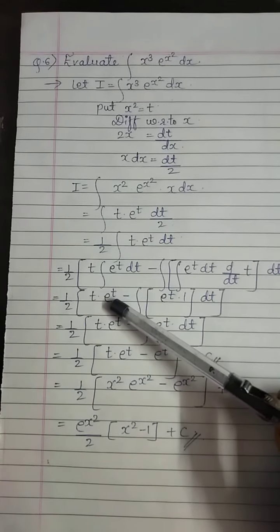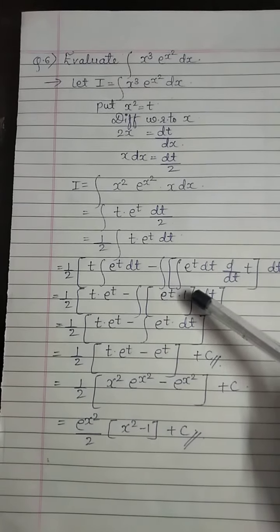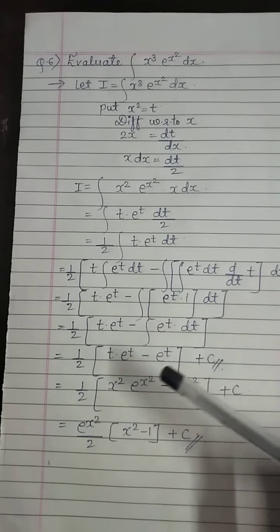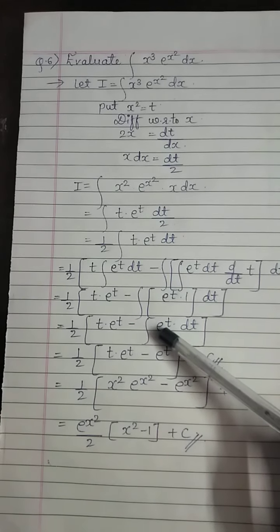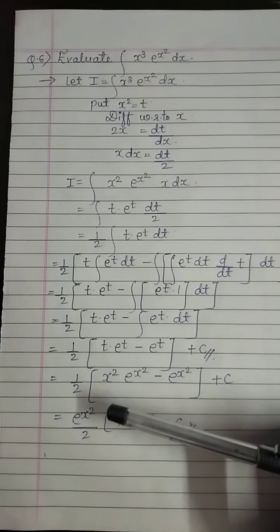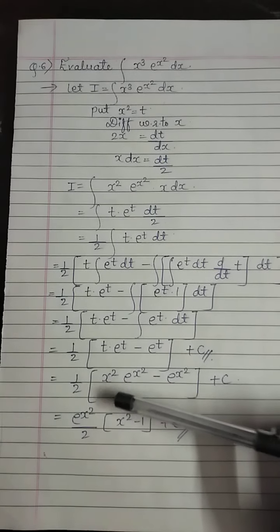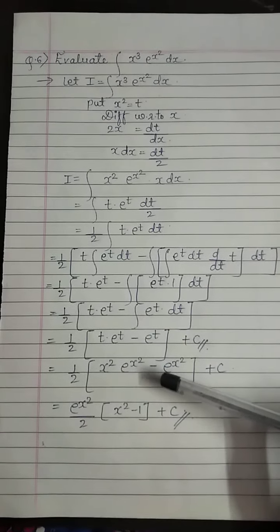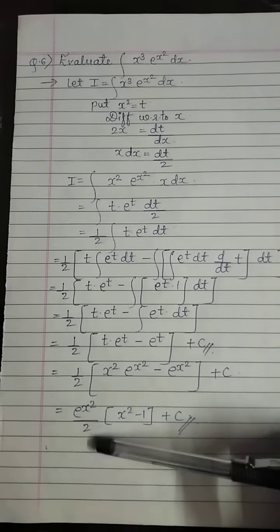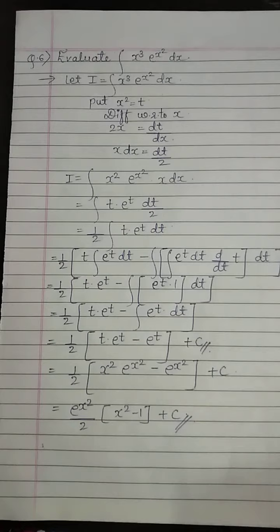Integration of e raised to t is e raised to t, and derivative of t is 1. Now we will multiply this, we will get e raised to t, and when we again take integration of this, again we will get e raised to t. And resubstituting the value of t as x square, we will get half x square into e raised to x square minus e raised to x square plus c. We can take e raised to x square common, so in bracket we will get x square minus 1. So this is nothing but the answer.